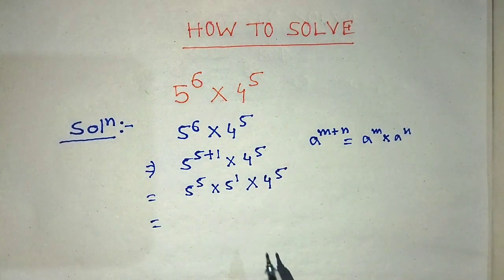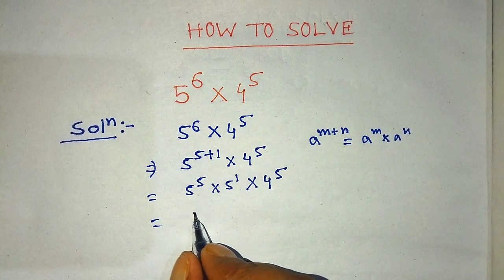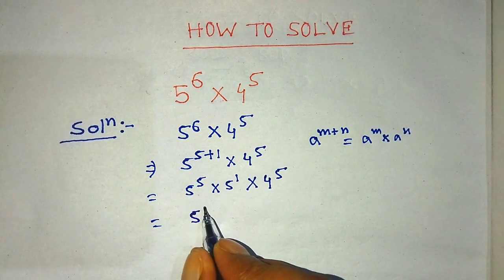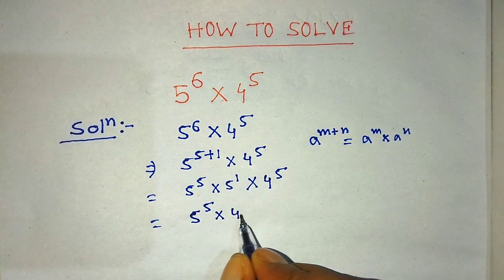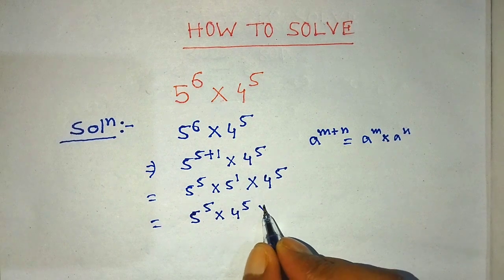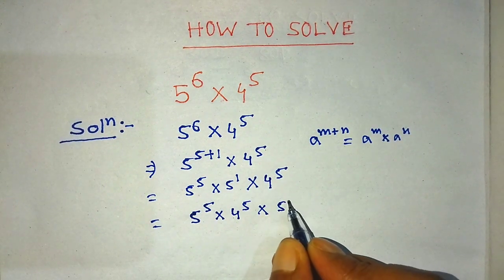Okay student. So my dear student, after that we have to arrange these terms. Okay. So we have to write in here 5 to the power 5 into 4 to the power 5 into, in last position we have to write in here 5 to the power 1, that means 5.